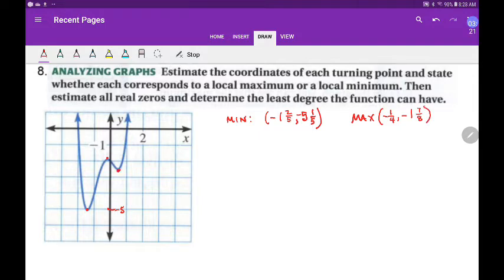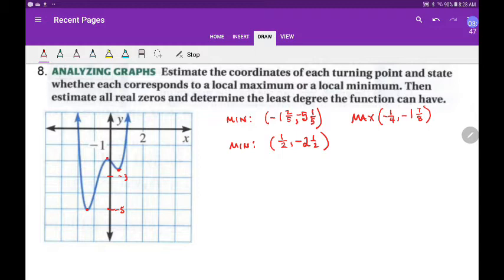And down here is a minimum, another minimum. And let's see, that looks like a positive half. We'll just be nice. And positive half, and looks like this is negative 3, right? So let's say that's negative 2.5. Any other turning points? No, there are no other turning points.